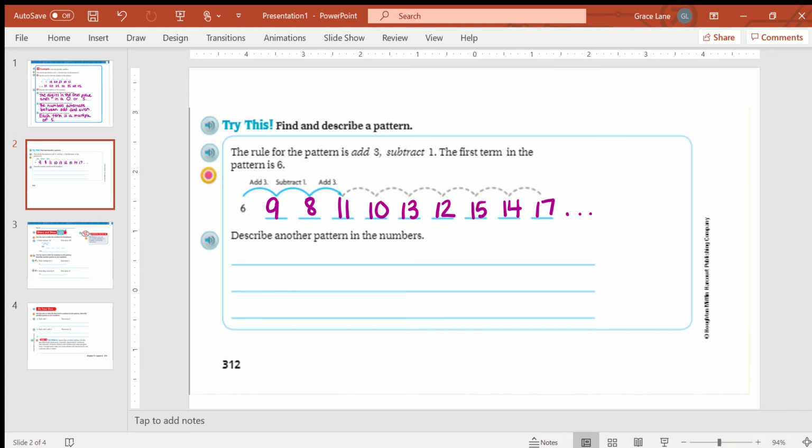You could say that, I don't know, every other number is bigger than the last, for example. This 9 is bigger than the 6. This 11 is bigger than the 8. This 13 is bigger than the 10. That's just one pattern that I noticed. There could be other patterns that you see. Whatever you see or whatever stands out to you, list on page 312.